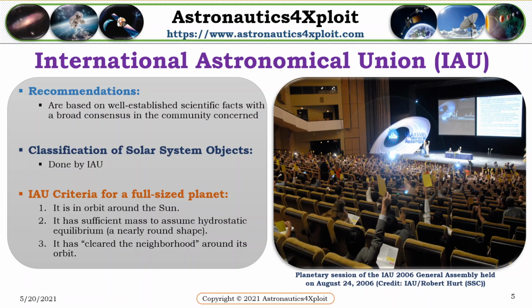International Astronomical Union makes recommendations based on well-established scientific facts with a broad consensus in the community concerned. Classification of solar system objects is done by IAU, and it gave criteria for a full-size planet: it must be in orbit around the Sun, it must have sufficient mass to assume hydrostatic equilibrium, a nearly round shape, and it must clear the neighborhood around its orbit.